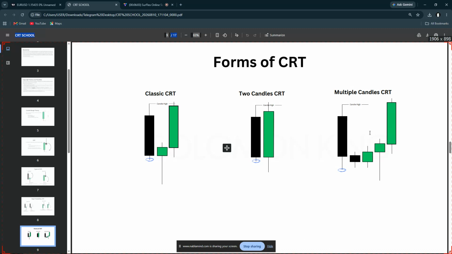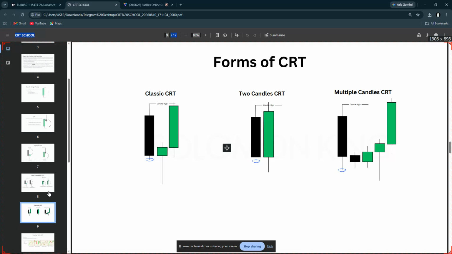Well, the difference between the multiple CRT and these two other CRTs is that after the range is formed, we have multiple candles that form a range. Yeah, two to three candles can form a range before we have the manipulation candle. So this is the difference between multiple candle CRT and two candle CRT. I'm going to dive into the chart and show you examples of trades I took and how to trade them.